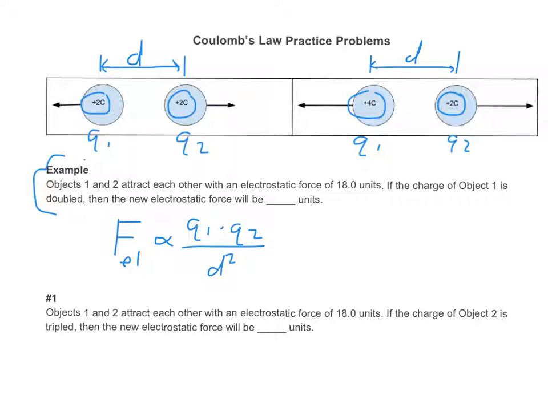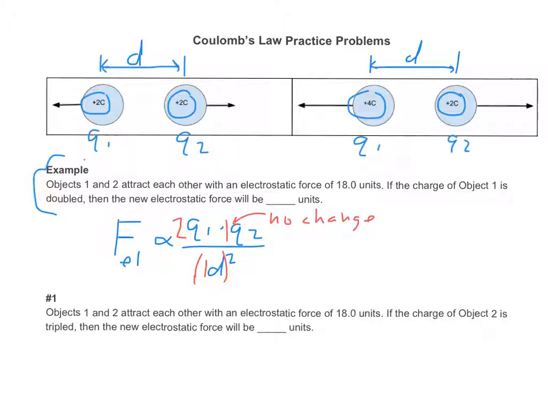So when we look at this here, we can see that Q1 goes from being 2 to 4, so we are doubling Q1. We're not seeing any change in Q2, so that here is no change. And for the distance, we're also seeing no change with that one. And keep in mind that because the distance is squared here, we are going to be squaring that 1.